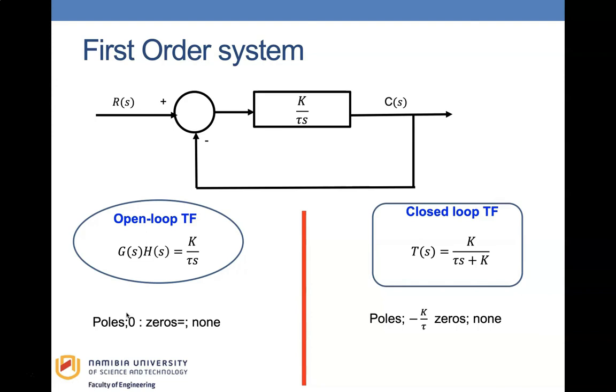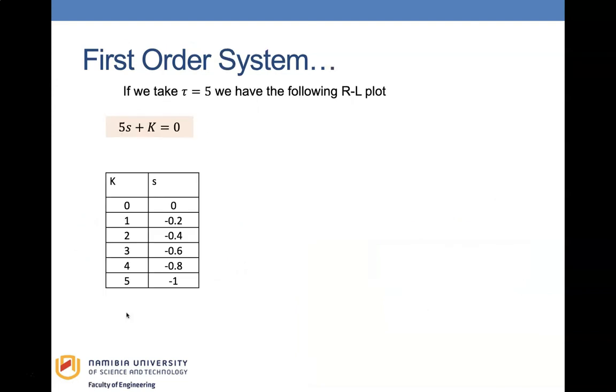To trace the root locus, let us take tau equals 5, and then we vary the value of K in the characteristic equation 5s plus K equals 0, and find the poles, which we will then plot on the s-plane, where s equals minus K over 5.